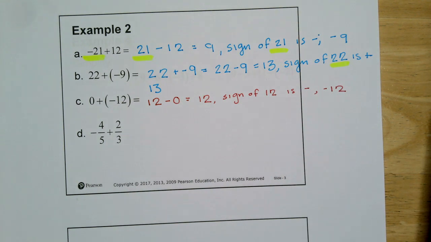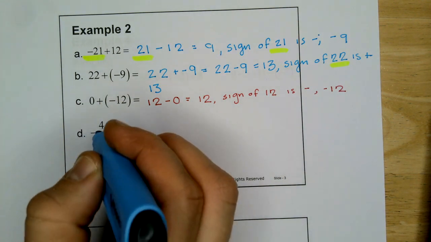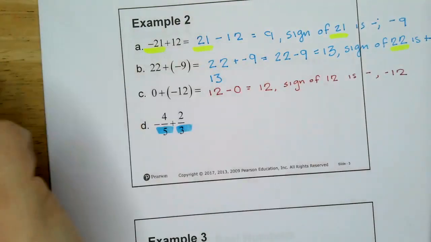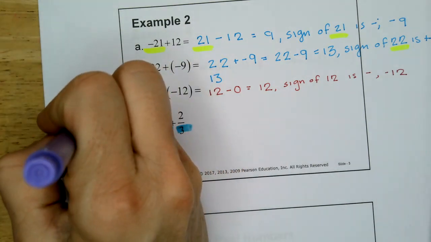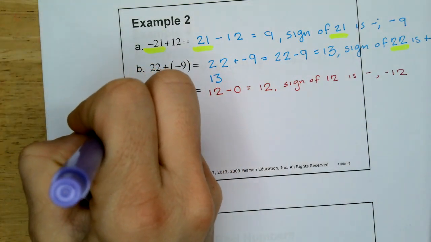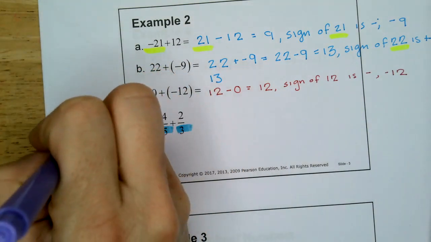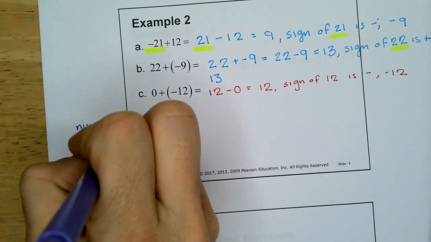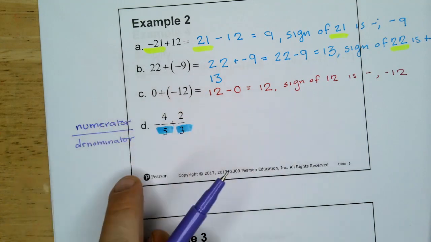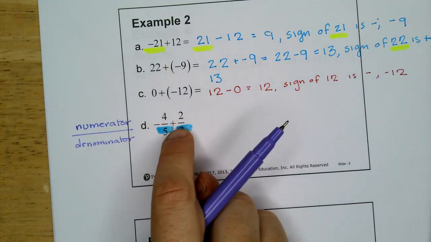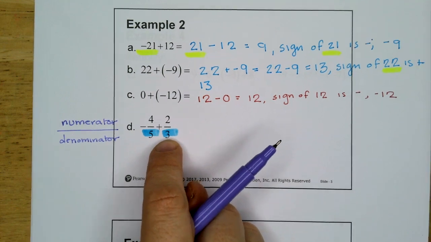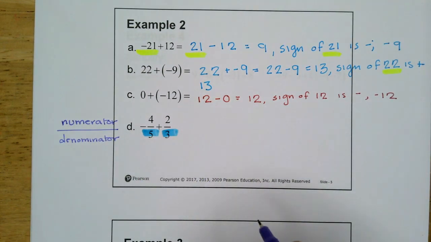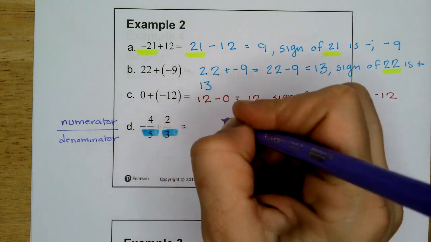Our denominator is the bottom of the fraction. So the top of the fraction is called the numerator. The bottom of the fraction is called the denominator. So in order to add fractions, you need what is called a common denominator. You need the 5 and the 3 to be the same number. How do we get 5 and 3 to be the same number?